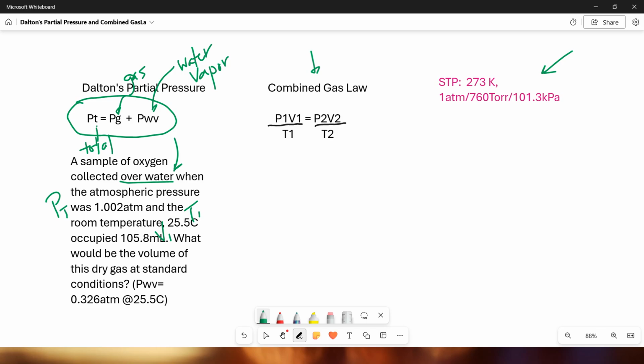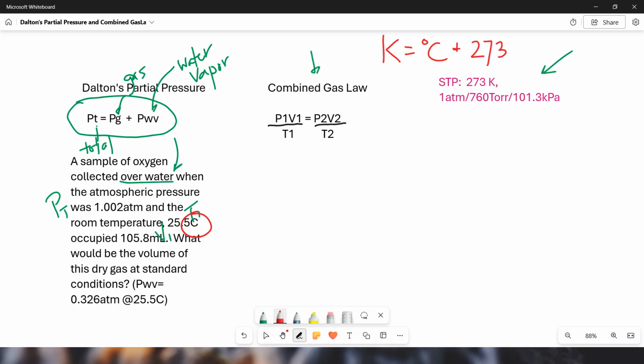Now, one of the things I tell my students to remember is that the units you use for pressure for gas 1 must equal the units that you use for pressure for gas 2. So pressures must be the same unit, volume must be the same unit, and temperature must be the same unit, and temperature must be in Kelvin. So if you don't remember, Kelvin equals Celsius plus 273. So we will have to correct that value given to us so that it is in Kelvin.